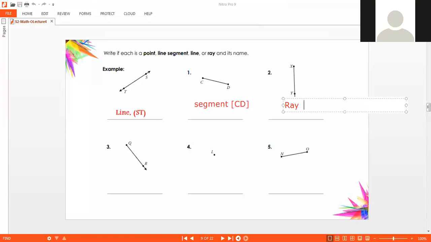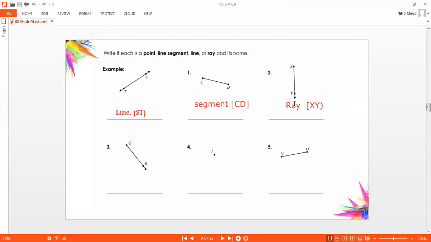Now, the question is, this is XY, but is it open on X or closed on X? It is open on X. Just look at the figure very well. It's closed at X, because this is an endpoint. Okay. What about Y? It's open on Y because you have here an arrow. Did you see the arrow on Y? Means yes. It's open on Y. Thank you, habibi.